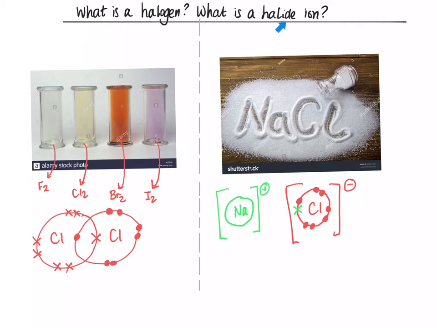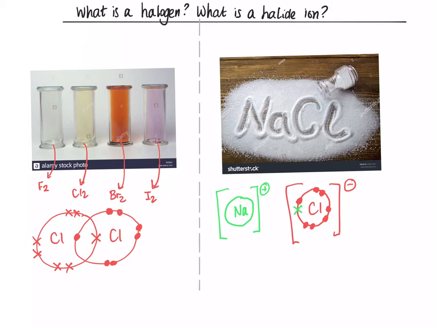So halide ions always end their name with "ide", so it would be fluoride, chloride, bromide and iodide. And halide ions are always single negatively charged. So fluoride is F-, chloride is Cl-, bromide would be Br-, and iodide is I-.